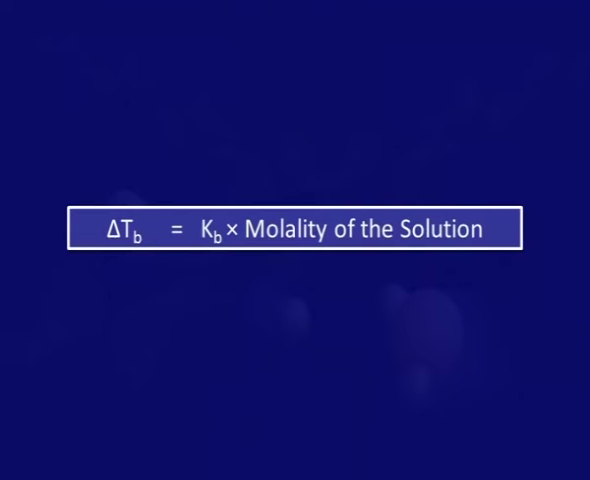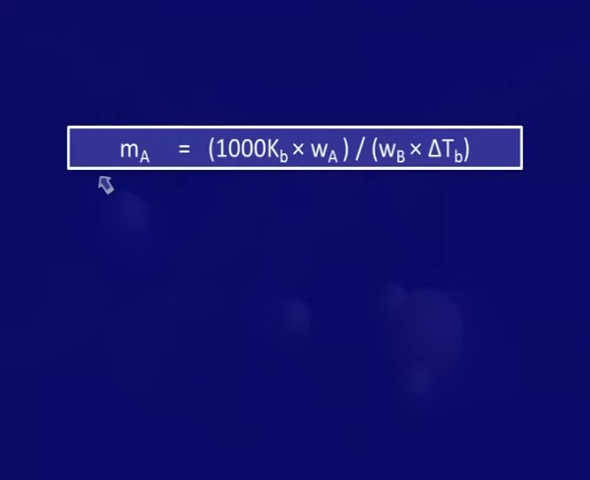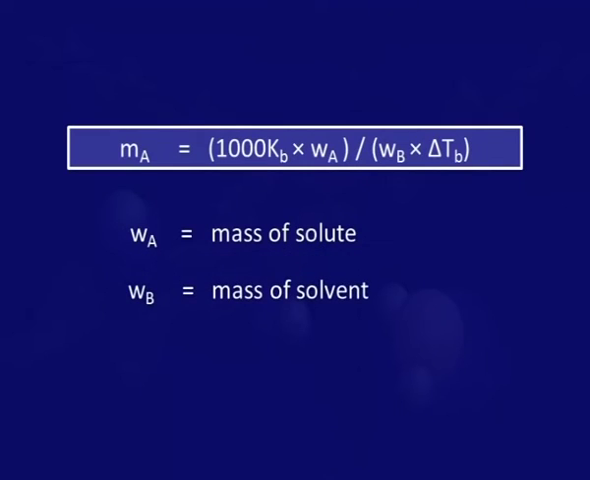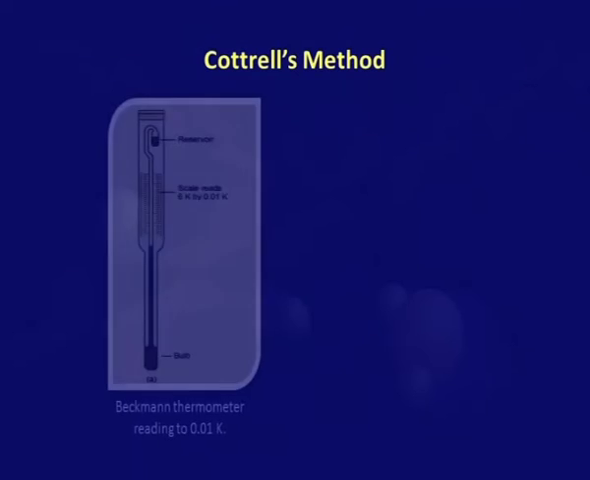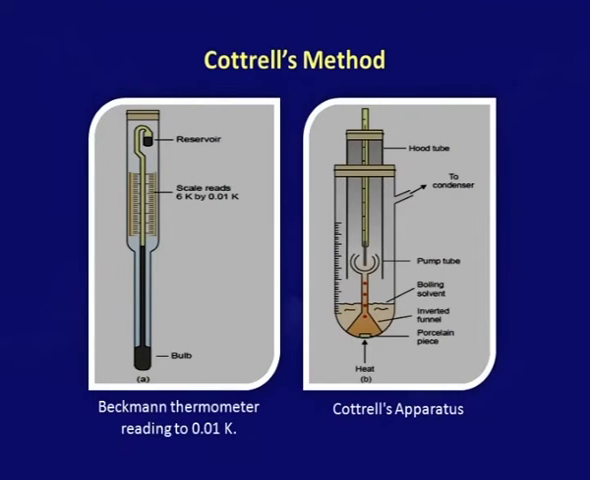By using this relationship, we can calculate the molecular mass of the solute as Ma, which is equal to 1000 into Kb into Wa divided by Wb into delta Tb. Here Wa is the mass of solute, Wb is the mass of solvent, and delta Tb is elevation in boiling point. A method better than Landsberger's Walker method was devised by Cottrell in 1910. You can have a look on this figure for the apparatus of this method.